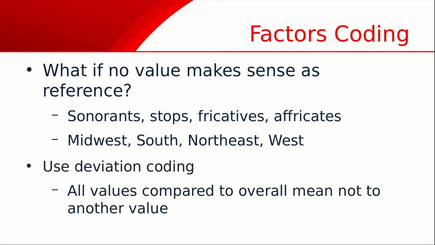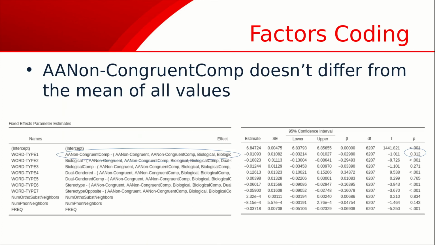In these cases, it's better to use deviation coding. In deviation coding, all of the values are compared to an overall mean, not to another value. So when we use deviation coding, what we see here is that AA non-congruent comp doesn't differ from the mean of all the other values.